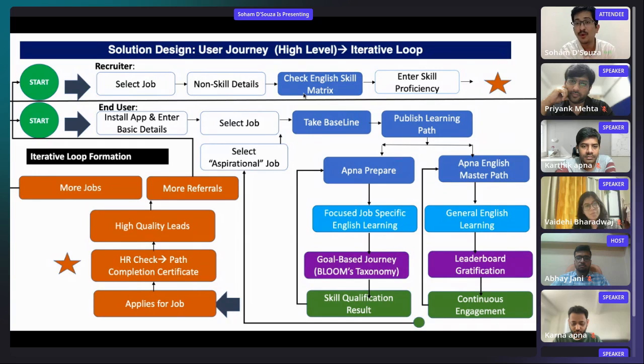So this has a higher probability of conversion, which leads to a better lead generation marketplace. With more leads, the HR will be satisfied, posting more jobs. And again, these loops keep on repeating. Creating loops is very, very important for any marketplace-based application. This is what I personally opine.